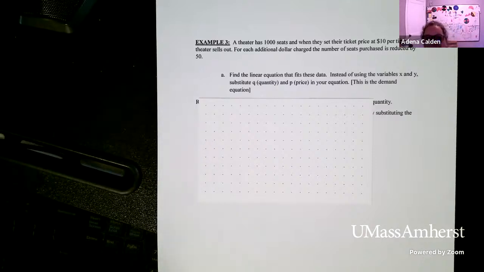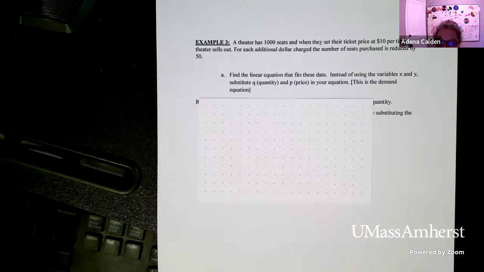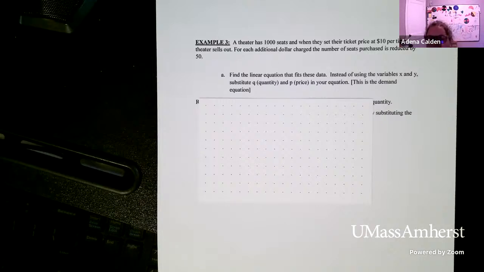So here we go. A theater has 1,000 seats, and when they set their ticket price to $10 per ticket, the theater sells out. For each additional dollar charged, the number of seats purchased is reduced by 50. Find the linear equation that fits this data. Instead of using the variables x and y, we're going to be using q and p in our equation. So we are going to start by setting up what's called the demand equation.